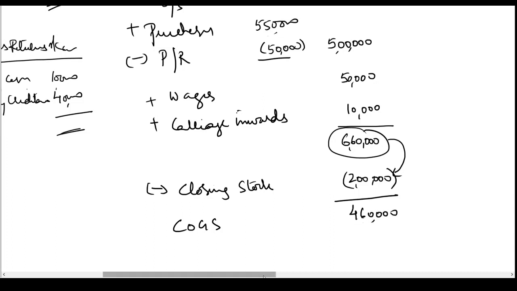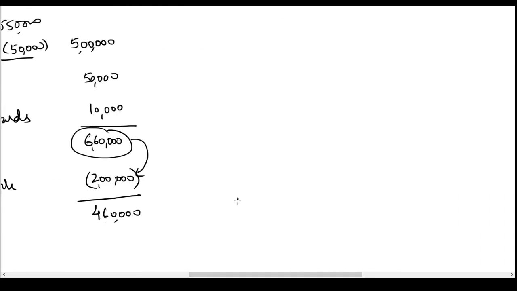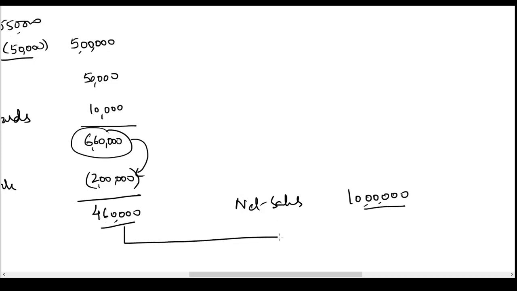Now I compare it with my net sales. My net sales, if you see from the problem, is 10 lakh rupees. This is the value of goods sold and this is the cost of the goods which have been sold. So the difference is gross profit. It is nothing but 5 lakh 40,000 rupees.